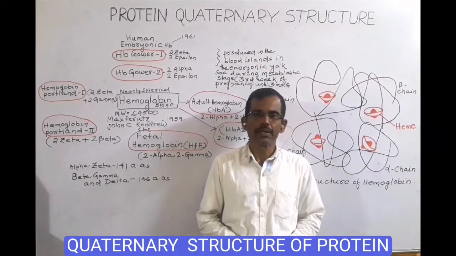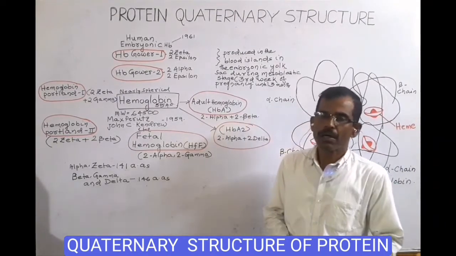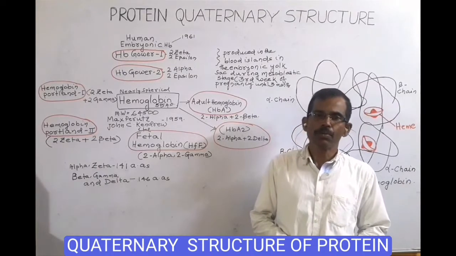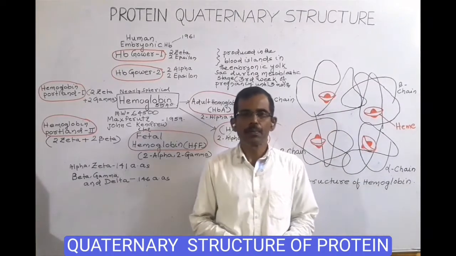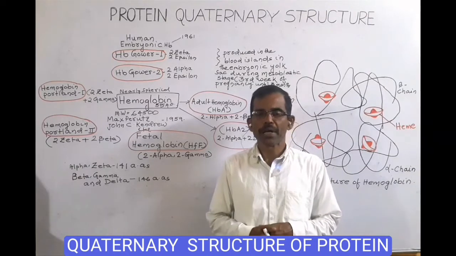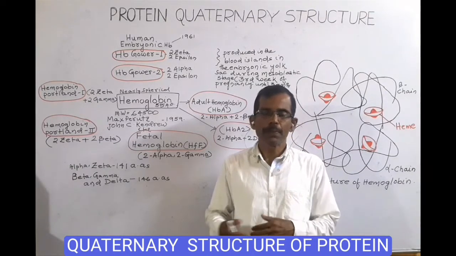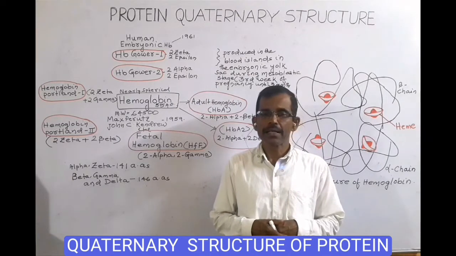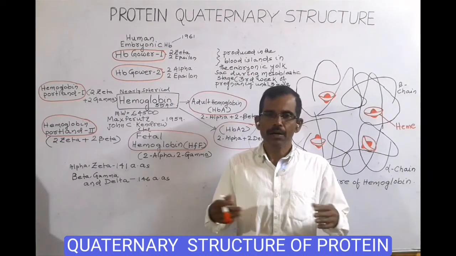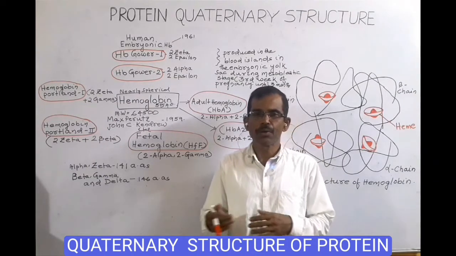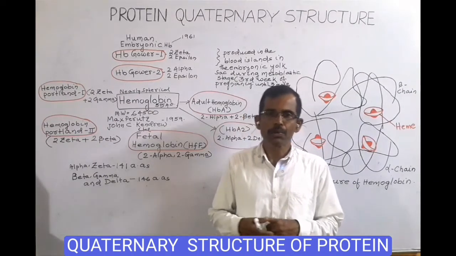Friends, today we shall discuss the quaternary structure of protein. There are many globular proteins which are composed of two or more polypeptide chains. These polypeptide chains are called subunits, and the proteins that are composed of two or more peptide chains are known as oligomeric proteins.